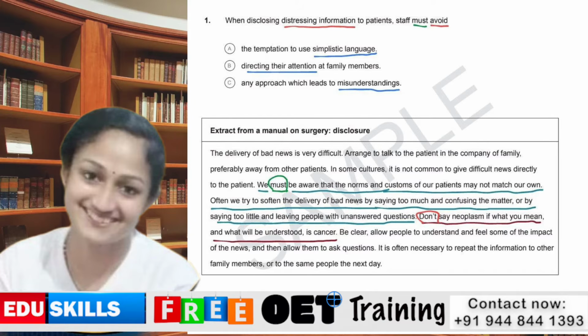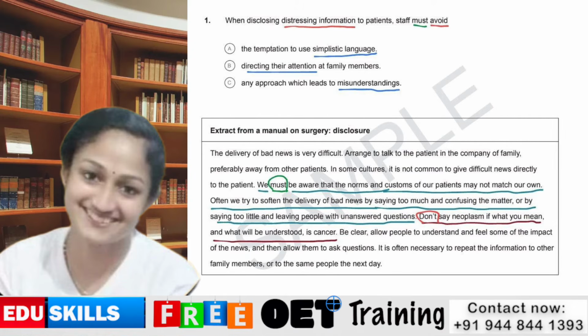And at last, even before going to the text, we can eliminate options A and B by common sense, like what we follow in our profession. Because we never say do not use simplistic language, because the patients are normal patients, and we need to tell them in their own language, meaning whatever they can understand, in that language we need to tell.